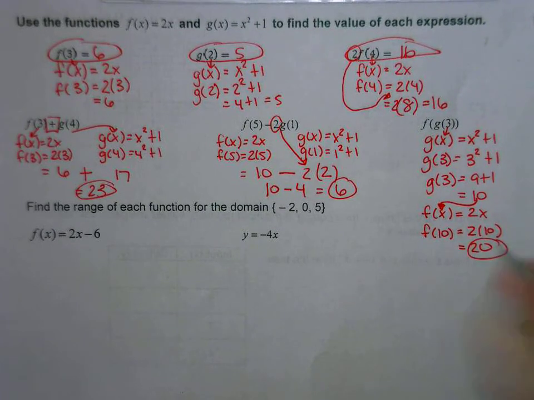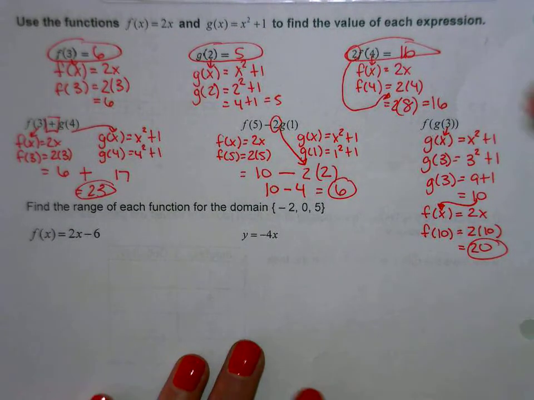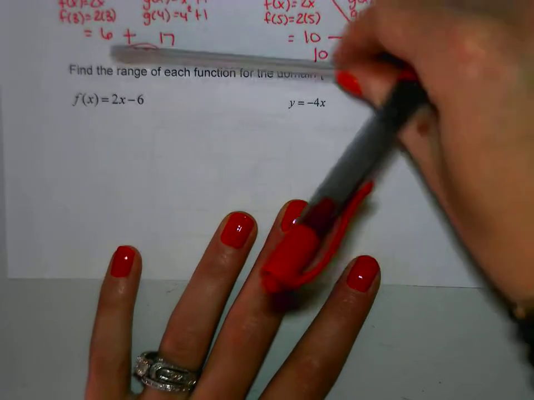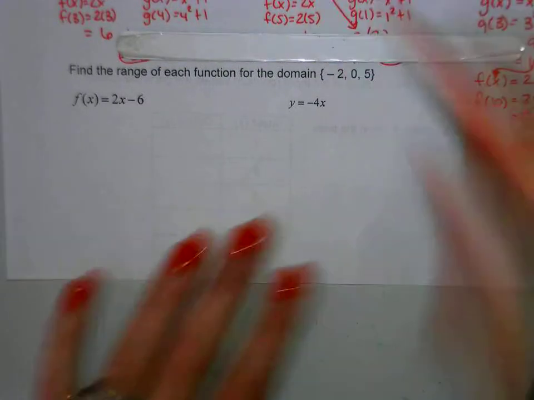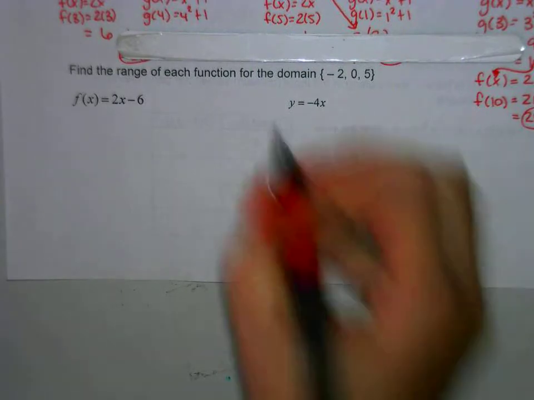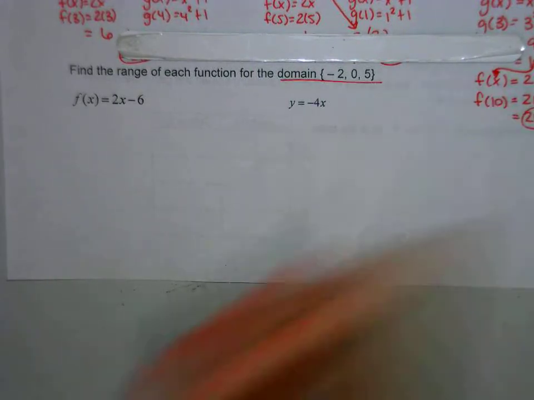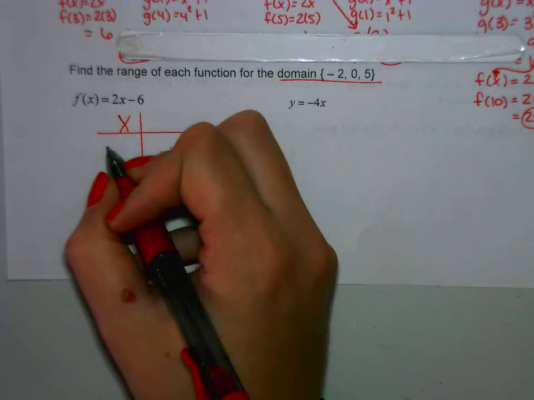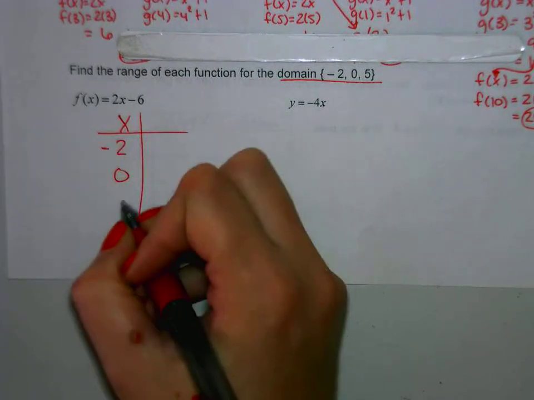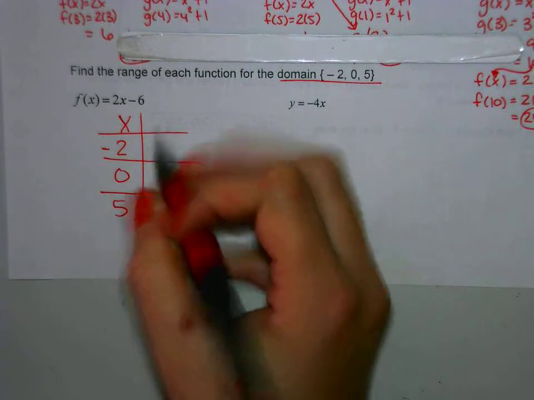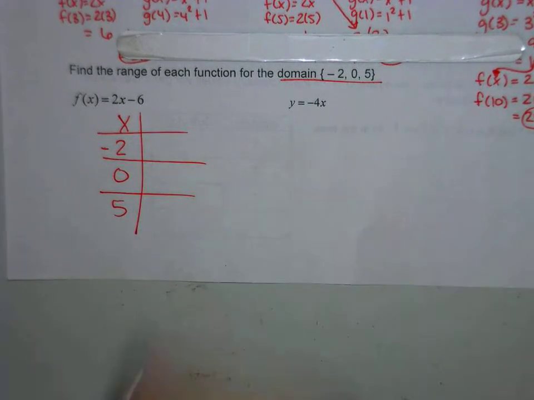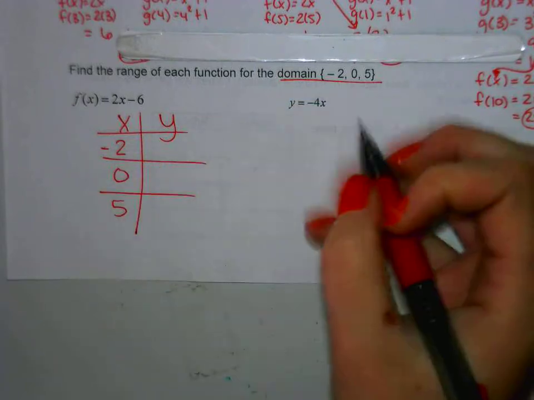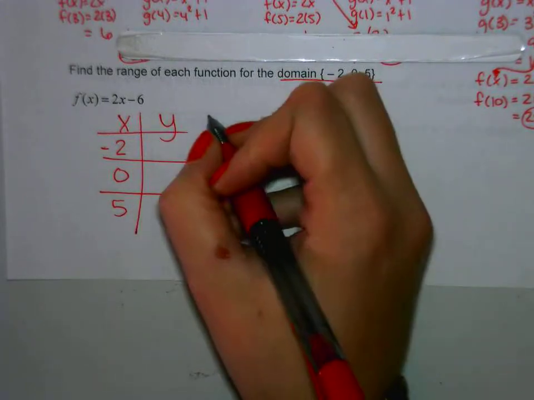Alright, let's take a look at these. We've done these problems before, but they're being asked in a different format than we had before. So we're given the domain of -2, 0, and 5. So that means we're looking at our inputs, our x values, -2, 0, and 5. So if our domain is -2, 0, and 5, our range is going to be our y's, or our outputs. So if we try and figure this out, we would do 2 times -2 minus 6.